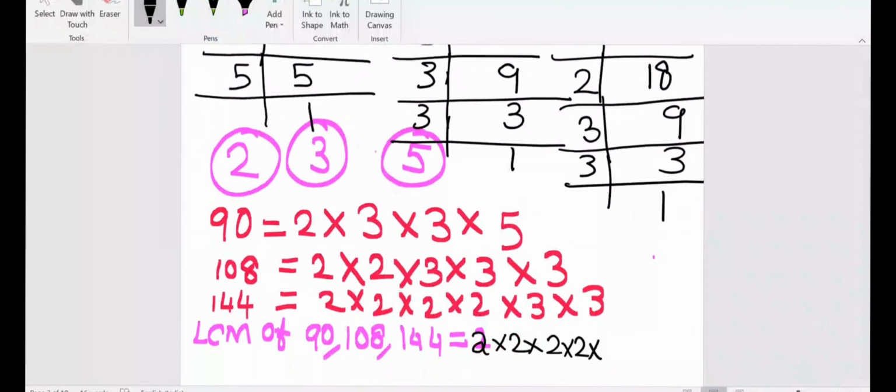Okay. Now let us find out for 3. How many times is 3 repeated? The first case only 2, 1, 2, so we can't take it. Second case 1, 2, 3. Third case 1, 2. So it is repeated the maximum number of times with 108. So let us take these 3 threes. Okay, so now 2 is finished, 3 is finished.